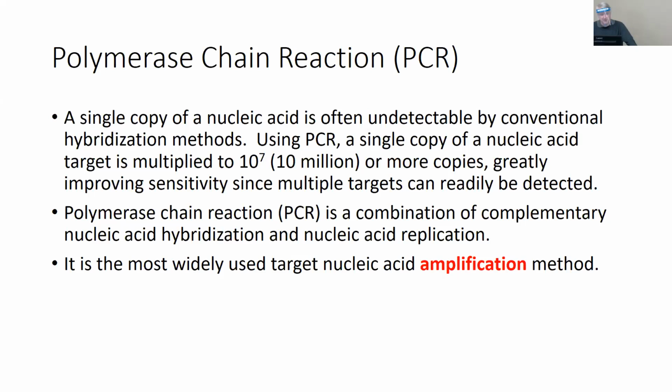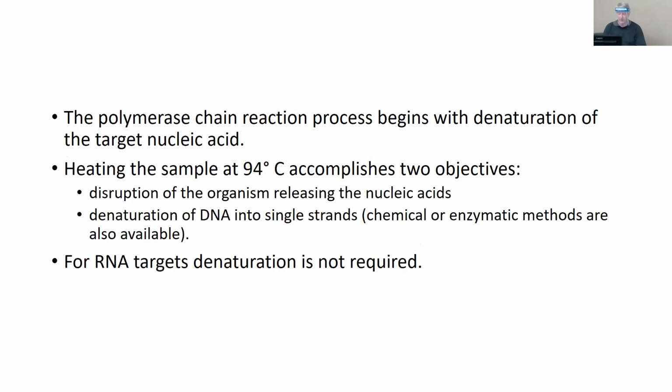Polymerase chain reaction is a combination of complementary nucleic acid hybridizations and nucleic acid replication. It's the most widely used target nucleic acid amplification method, so PCR is still hot and heavy today. The process begins by denaturing the target nucleic acid. So that swab we send in, its wash is then denatured, heating the sample up to 94 degrees Celsius, which is just shy of what? Boiling. Boiling is 100 degrees Celsius, right? So that does two things. It disrupts the organism, releasing the nucleic acids, and denaturing the DNA into single strands. For RNA targets, denaturation is not required.